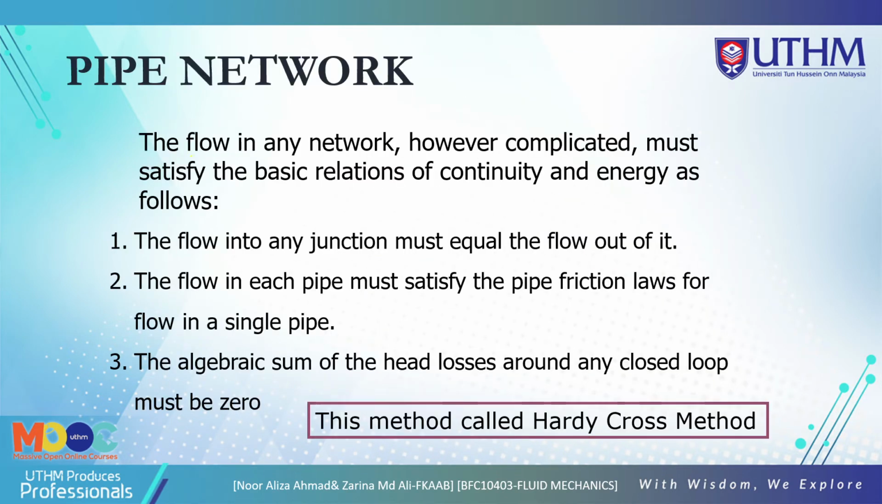Now, for the pipe network, the flow in any network, however complicated, must satisfy the basic relations of continuity and energy as follows. The flow into any junction must equal the flow out of it. The flow in each pipe must satisfy the pipe friction loss relation for flow in a single pipe. The algebraic sum of the head losses around any closed loop must be 0. So this method is called the Hardy-Cross method.